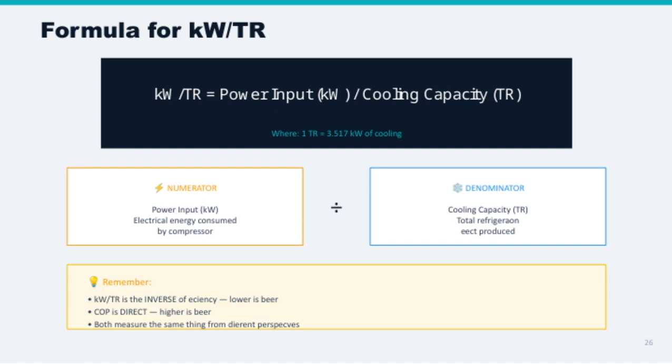Remember, cooling capacity is measured in tons of refrigeration, and 1 ton equals 3.517 kilowatts of cooling power. The formula for kW per TR is power input divided by cooling capacity.